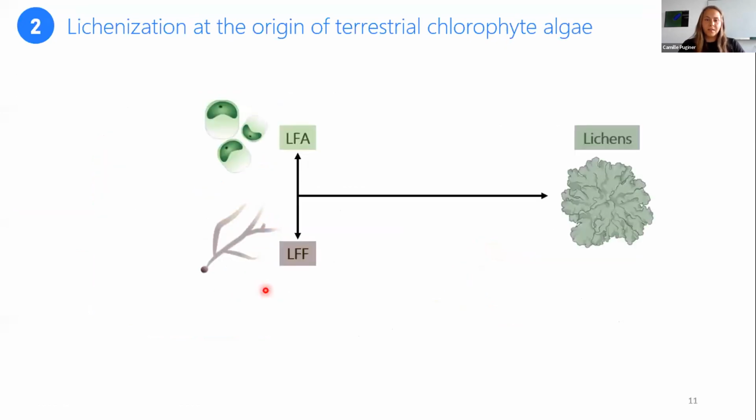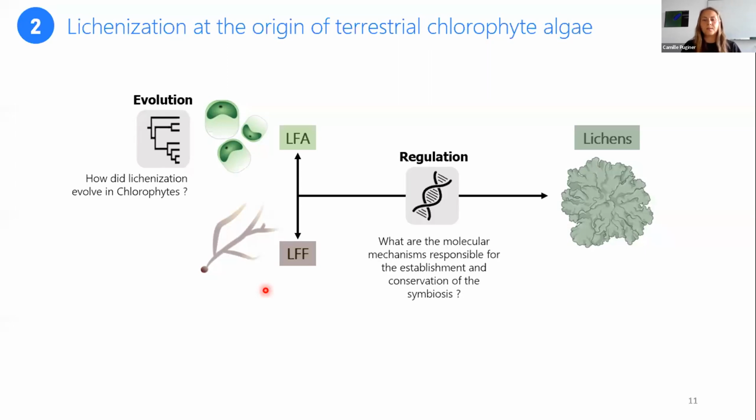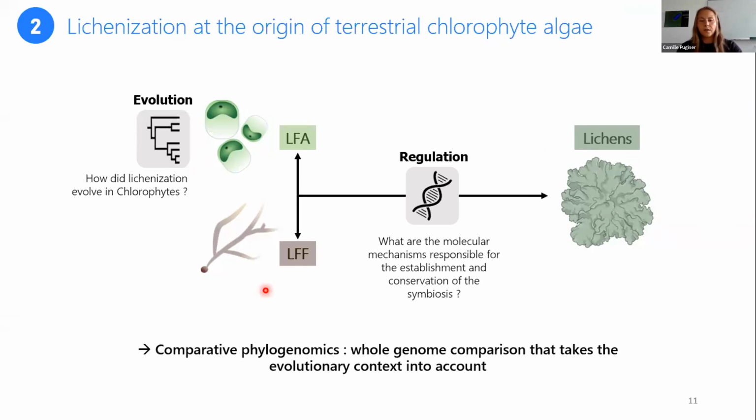So this is why I started my PhD, because I wanted to understand how lichenization evolved in chlorophyte algae. And by doing that, I hope to unravel the molecular mechanisms that are responsible for the establishment and the conservation of the symbiosis. To answer these two tightly linked questions, I use comparative phylogenomics, which consists of a whole genome comparison by taking the evolutionary context into account.